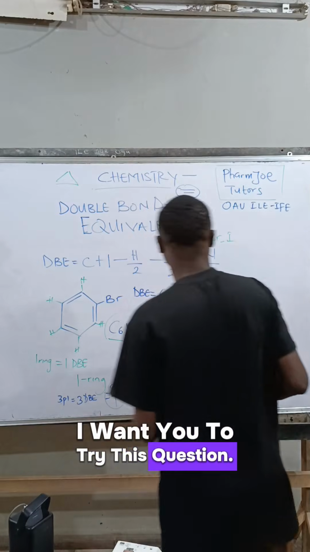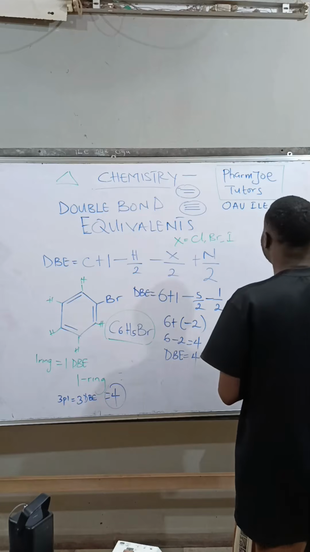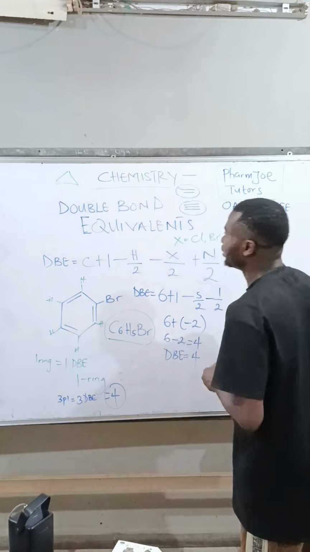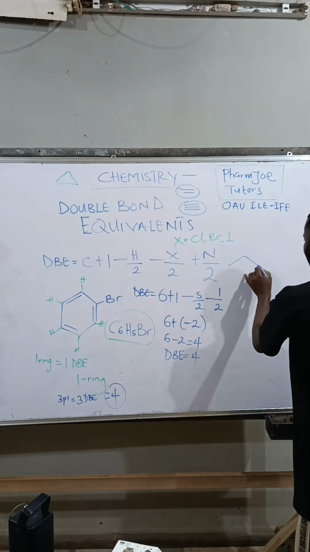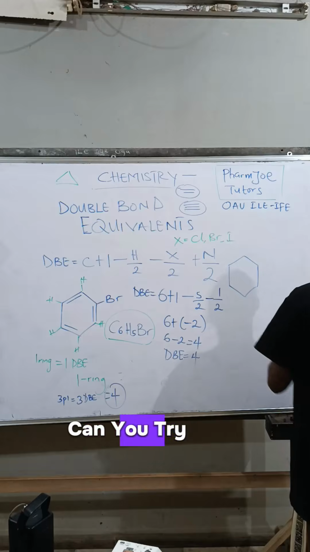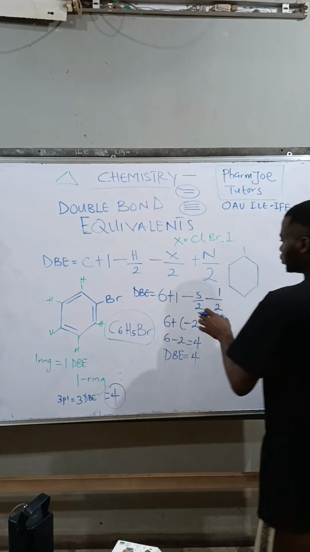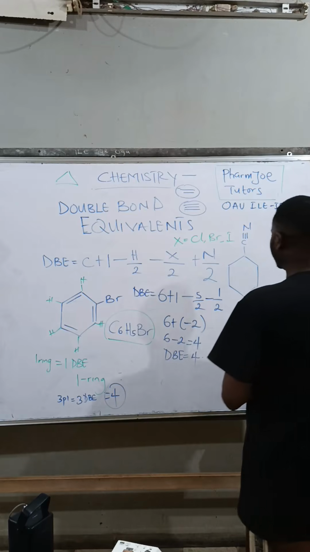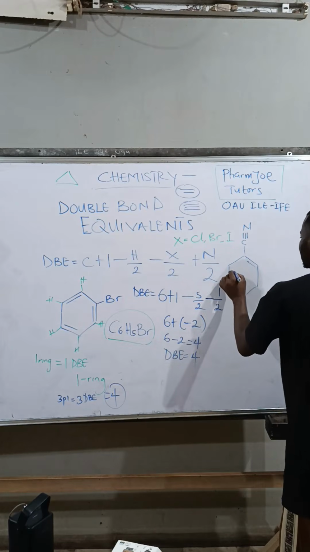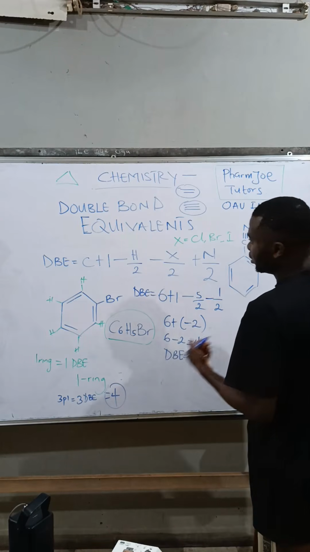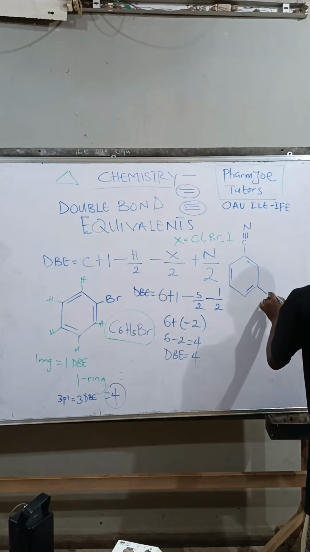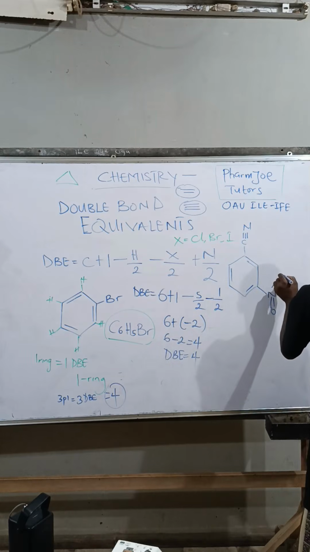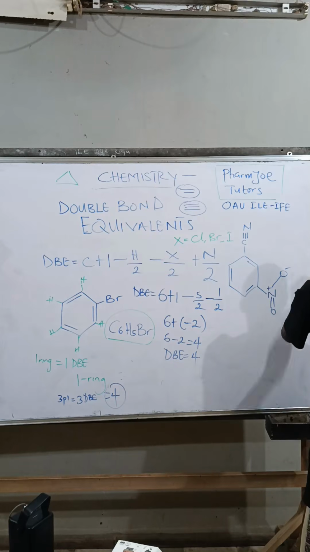I want you to try this question. Let me take up this part. Let's see if we can have this. Let's say we have something like this. Let's say we have triple bond N. Let's make it a little bit sophisticated so that it will be more interesting. Let's say we have N and double bond O to, let's say, O. This place should be plus, this place should be minus.